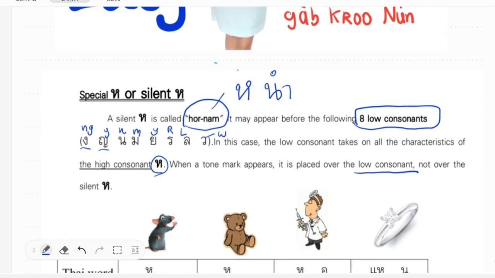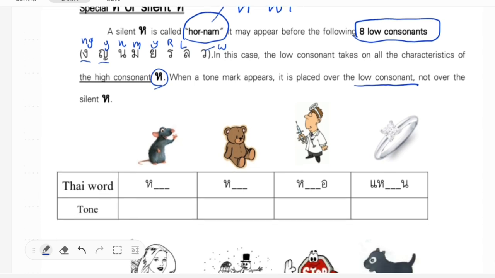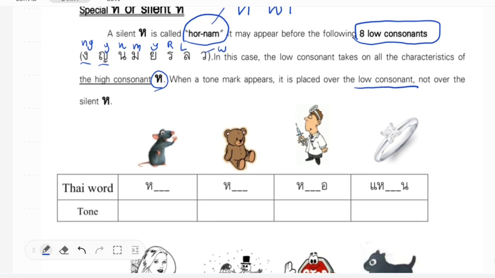Let's see an example of the word here. The word rat, a mouse, in Thai we say "nu". So what we need is the n, "no nu", and then the sound of oo. So this is rising tone. Without H here, this word alone will be "no". When you put H, this one will be rising tone, "nu".